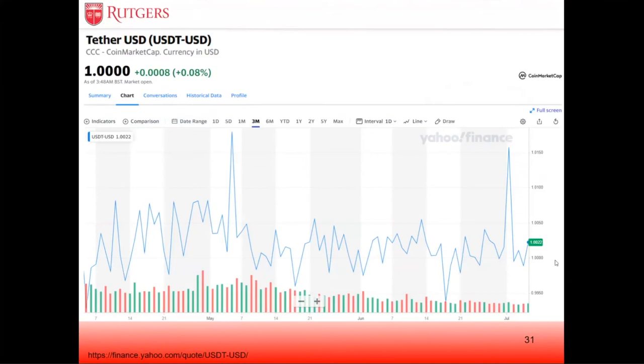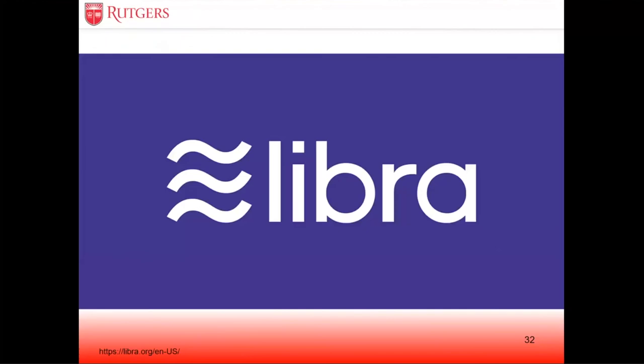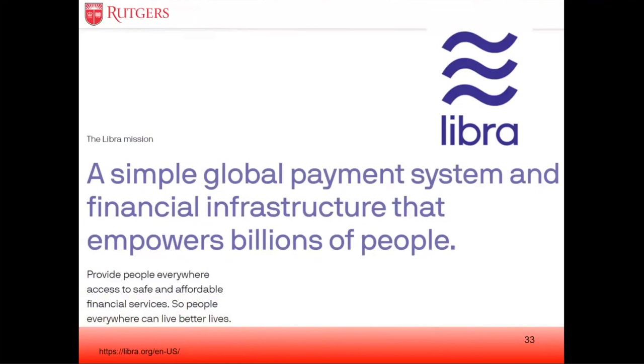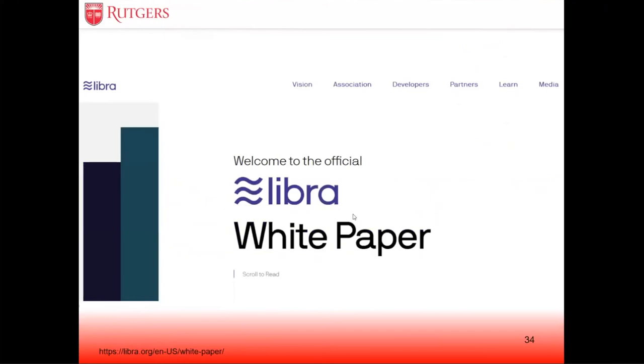Okay, so how to address the price volatility issue would be stablecoins. And one more famous, or you can say somewhat controversial, stablecoin project would be Libra, dominated by Facebook. The objective of this Libra blockchain or Libra stablecoin is trying to build a simple global payment system and financial structures that help billions of people with less access to the global financial system.